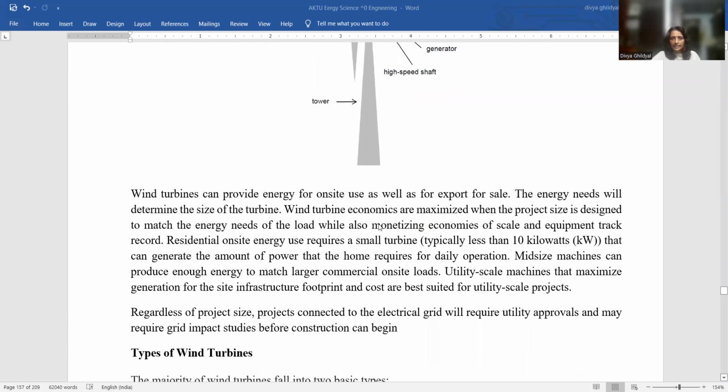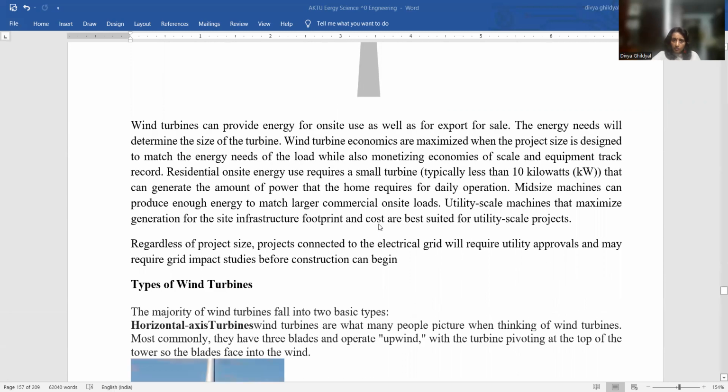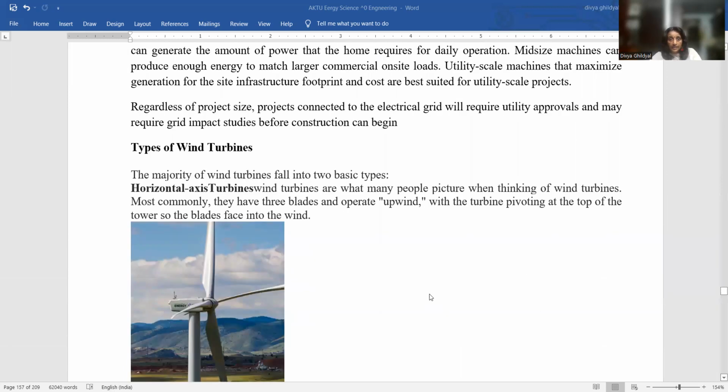electricity. The energy output will be determined by the size of the turbine. Wind turbine economics are maximized with the project size for which they are designed. Regardless of the project size, projects connected to the electrical grid will require utility approvals and may require grid impact studies before the construction can begin.